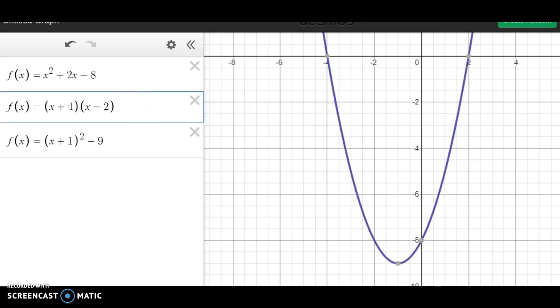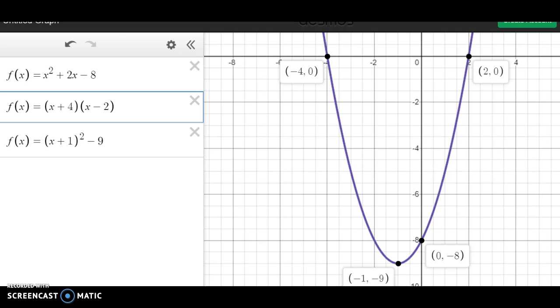Okay? It's going to be x plus 4 times x minus 2. And you look at this one right here and they say, well, it's the exact same. You say, okay, so what do you notice about it? Okay, well, again, the intercepts are the same, negative 4, 0, 2, 0. Y-intercept is negative 8. And the vertex is going to be negative 1, negative 9. Axis of symmetry is x equals negative 1.